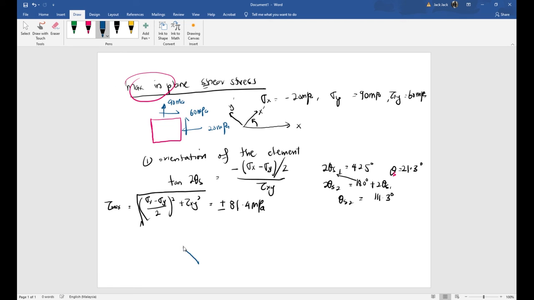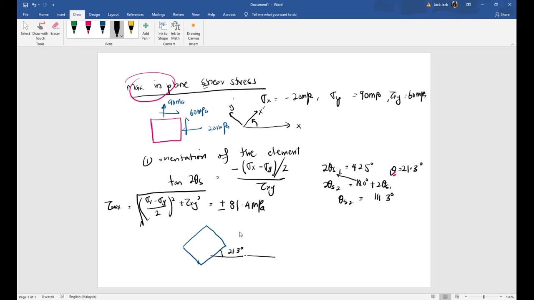So we can draw the orientation of our element. It will be like this. And then don't forget to state the angle. Here is your reference axis, and the angle here is 21.3 degrees. Based on our calculation, we have plus minus 81.4 megapascal. So we have two values, and we do not know which one is defined from this 21.3 degrees.